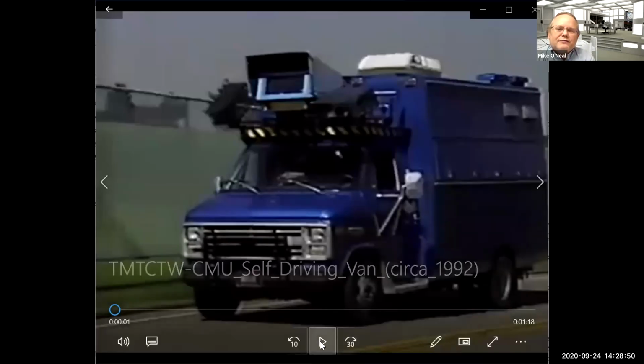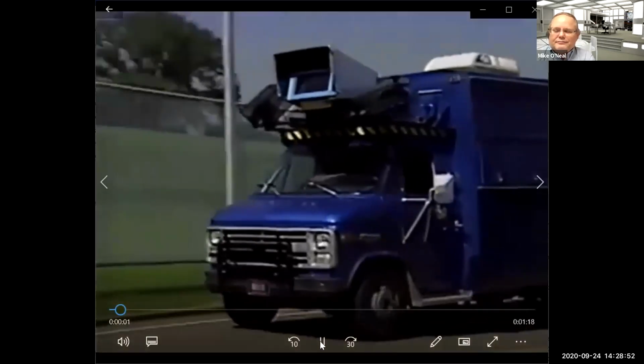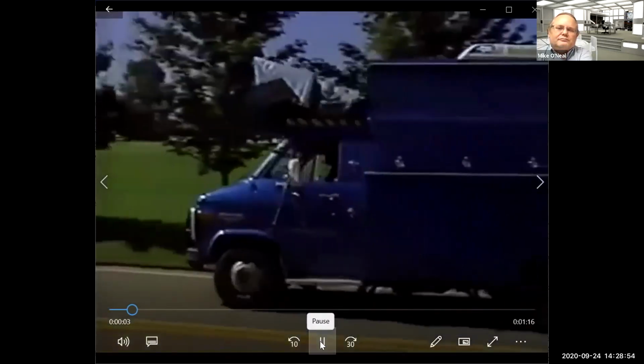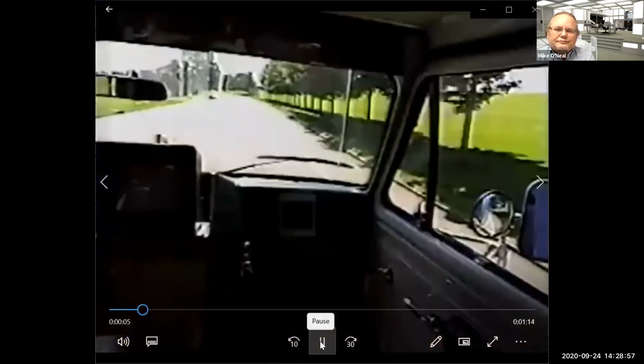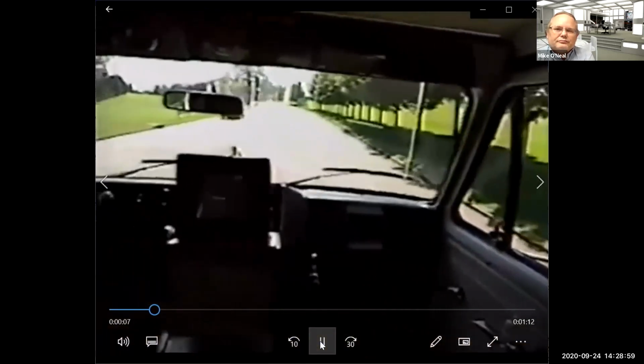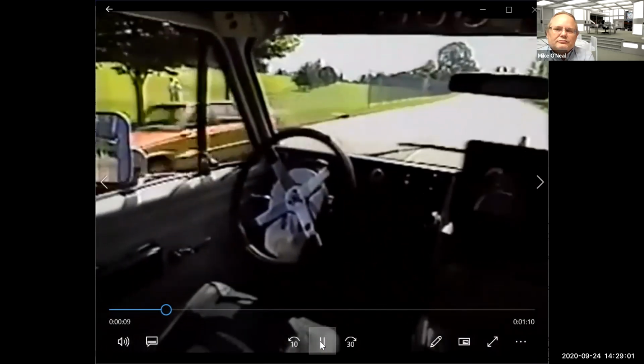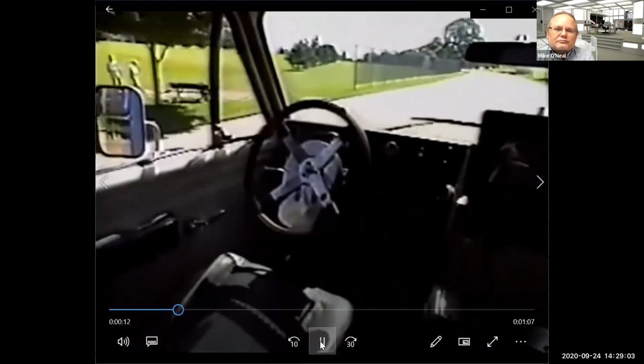Carnegie Mellon University self-driving van. This vehicle is being driven by a neural network. The network hasn't been programmed. It has learned by itself how to keep the vehicle on the road.